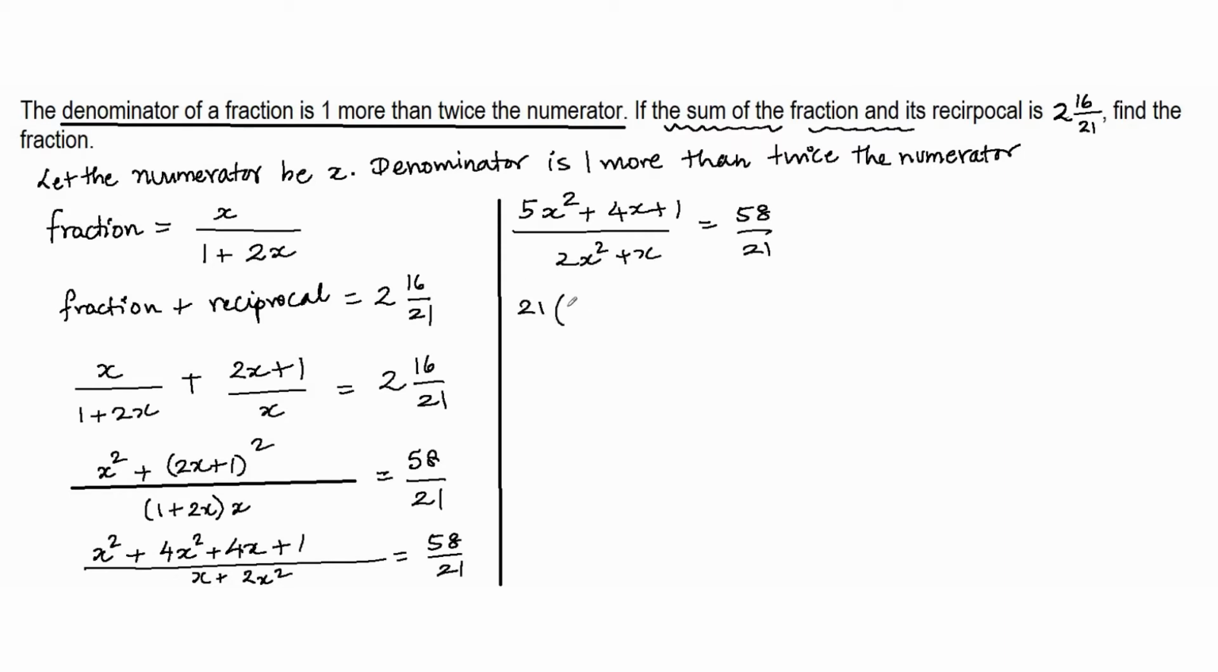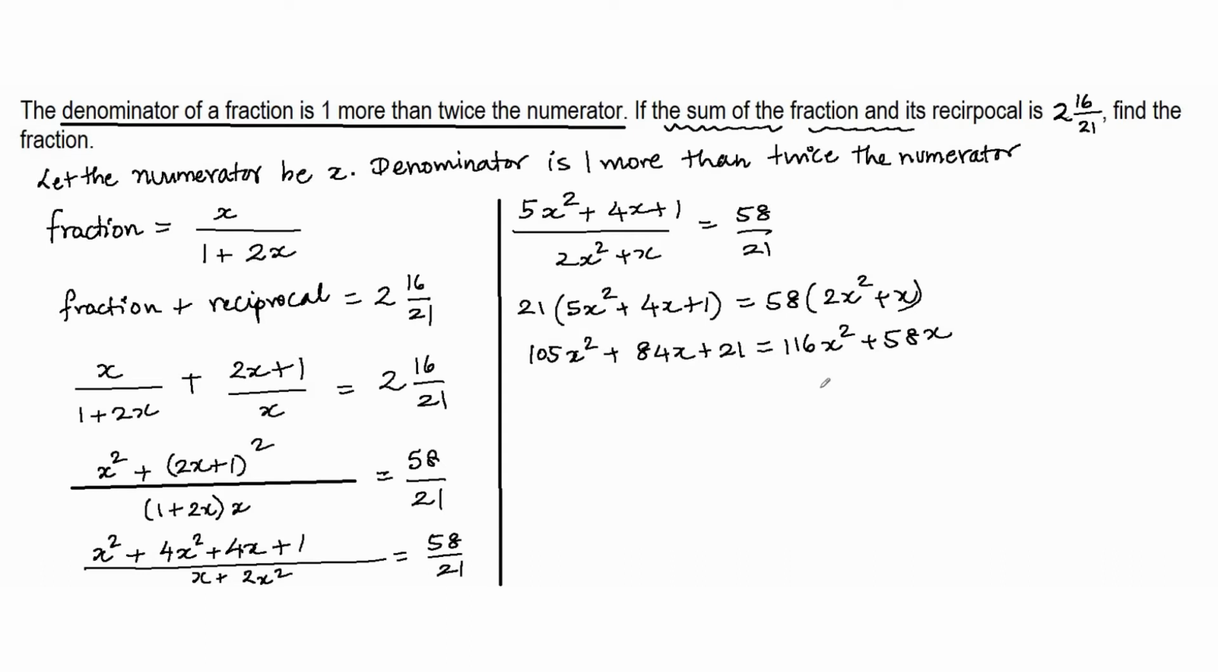Cross multiplying, I get 21 times (5x square plus 4x plus 1) is equal to 58 times (2x square plus x). And therefore 105x square plus 84x plus 21 is 116x square plus 58x. And therefore bringing all terms to one side, I get 11x square minus 58 minus 84 is minus 26x minus 21 is therefore equal to 0.